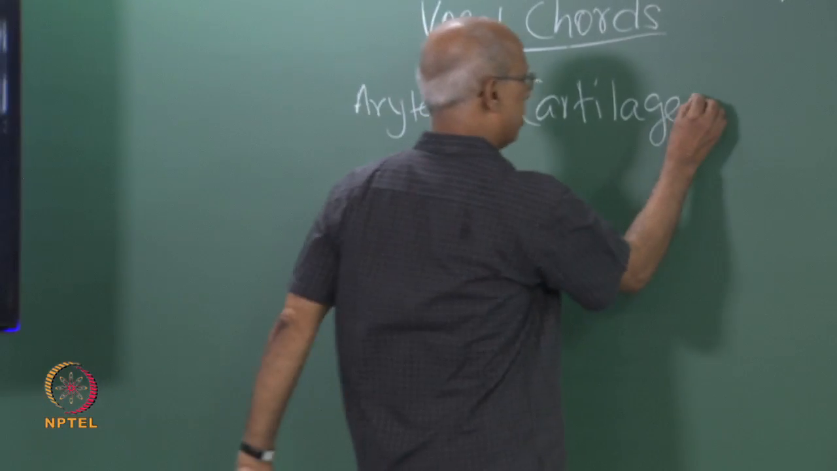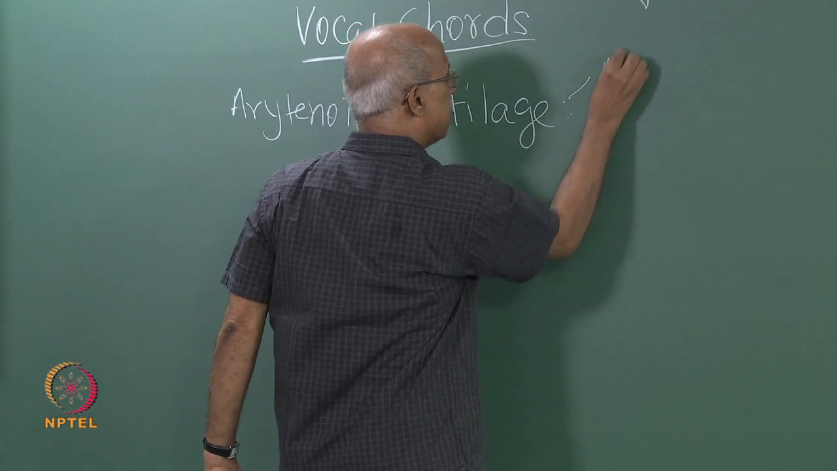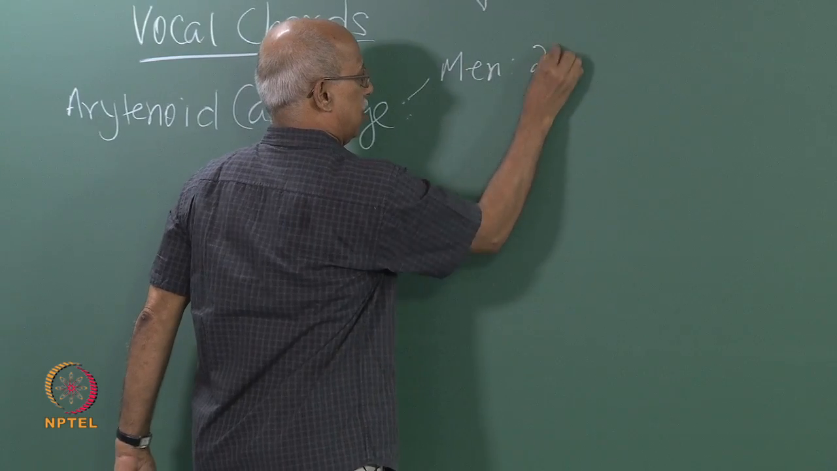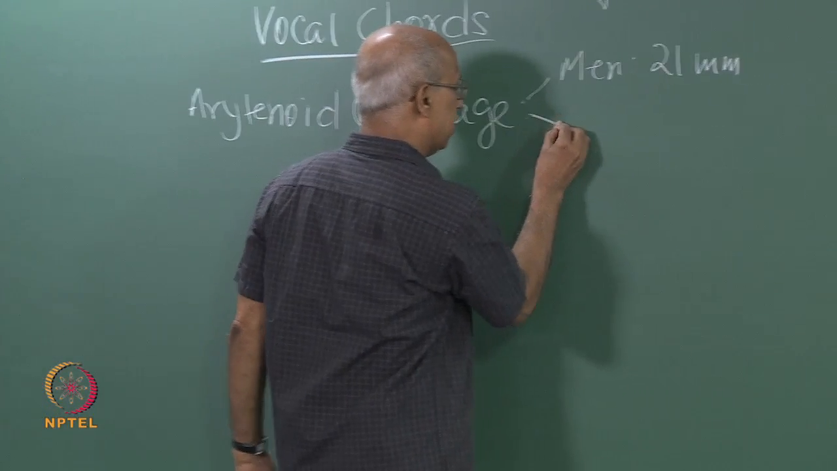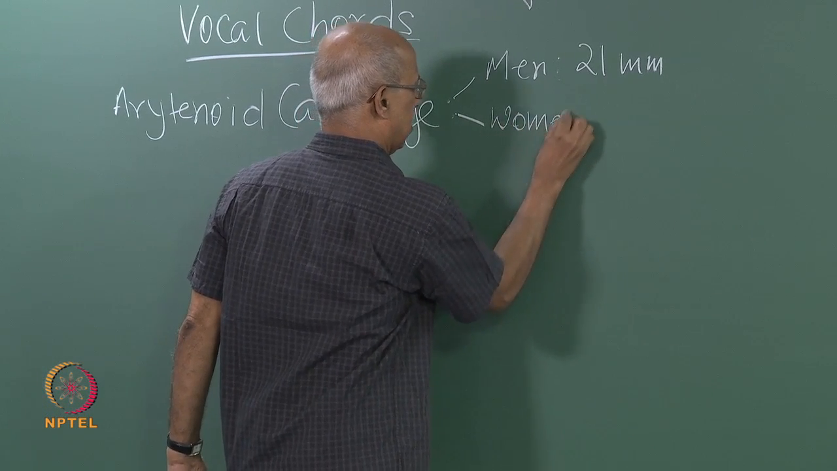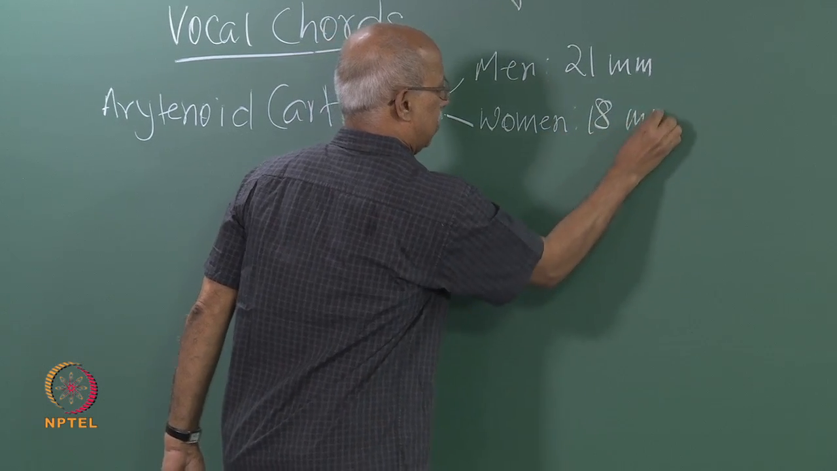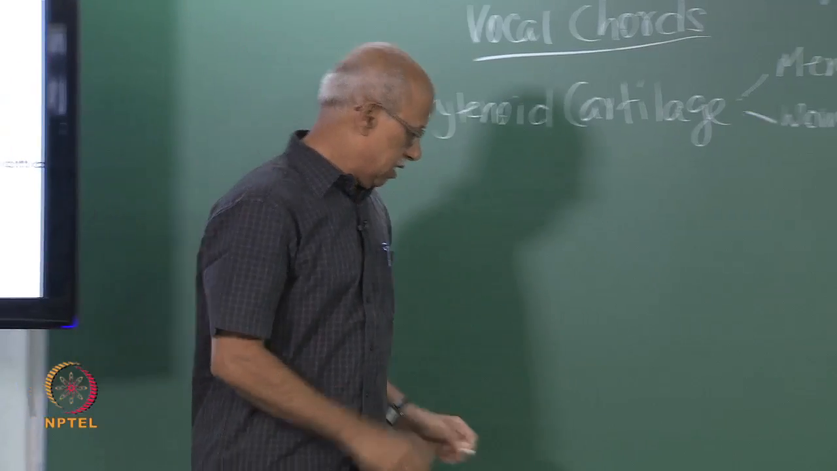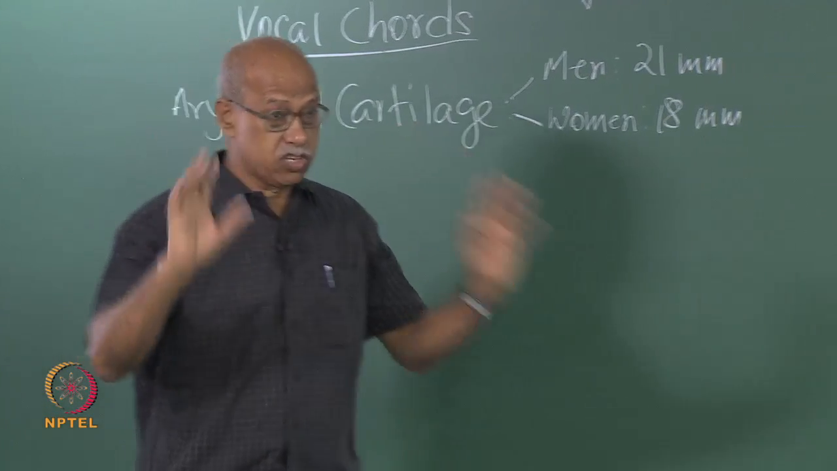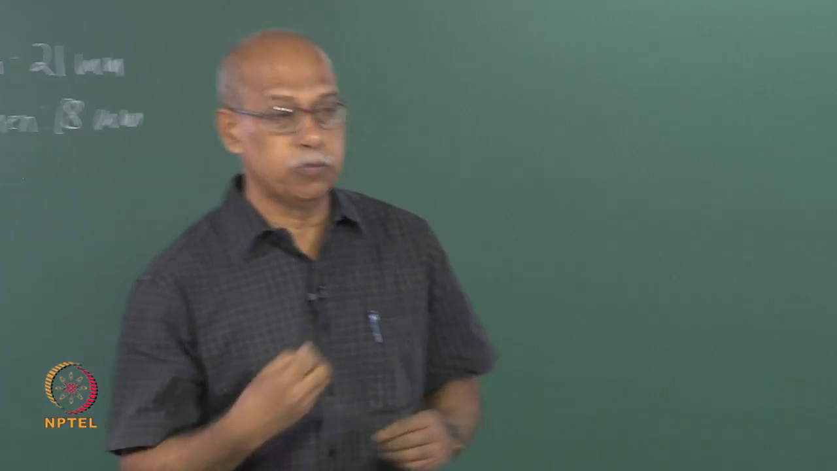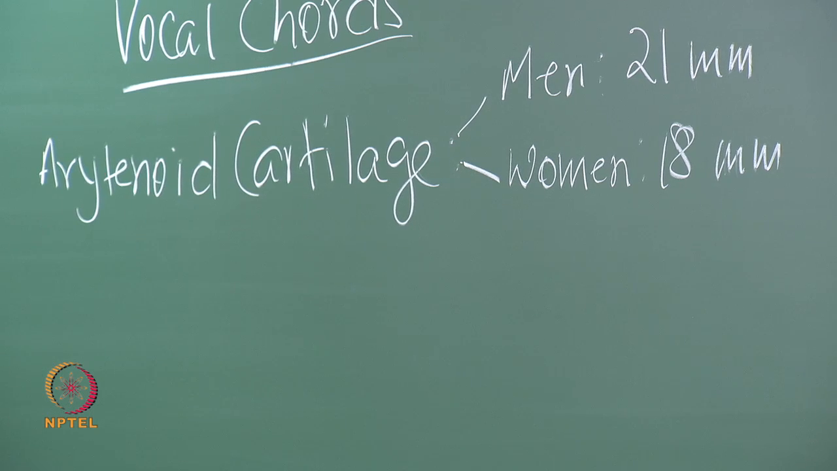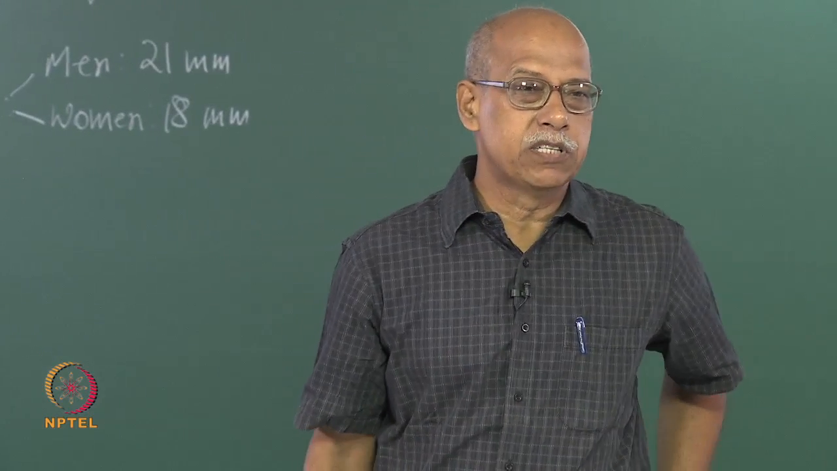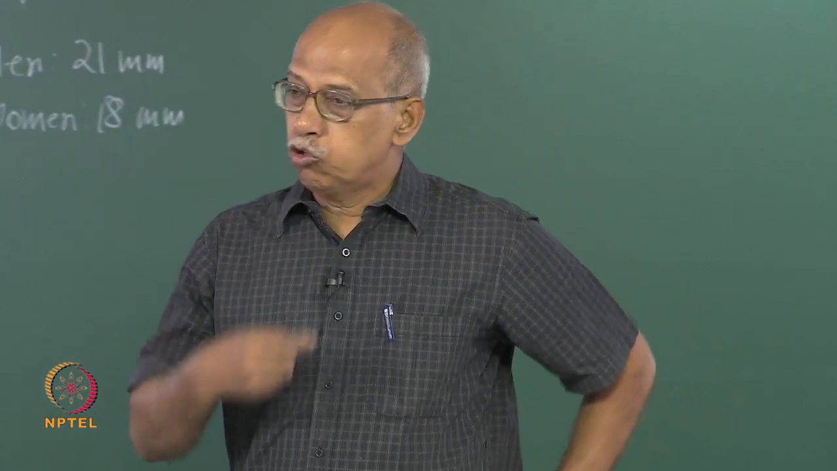Arytenoid cartilage generally is 21 millimeters among men, and generally 18 millimeters among adult women. Once again, generally speaking, it could be 17 point something, it could be 18 point something, it could be 21 point something, it could be 20 point something. Those minuscule differences, those nanometer differences give us our unique voice.